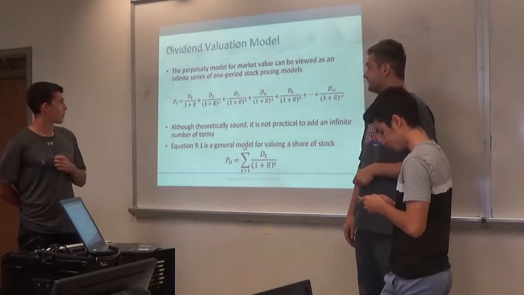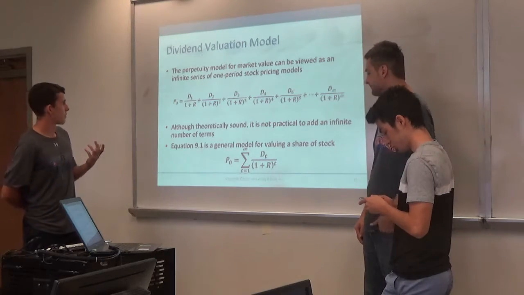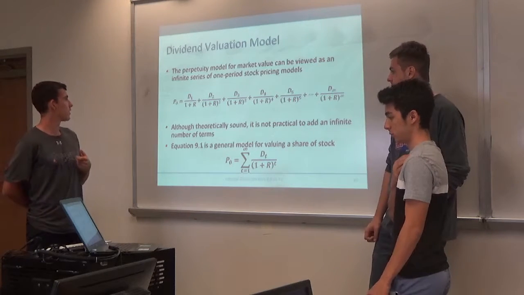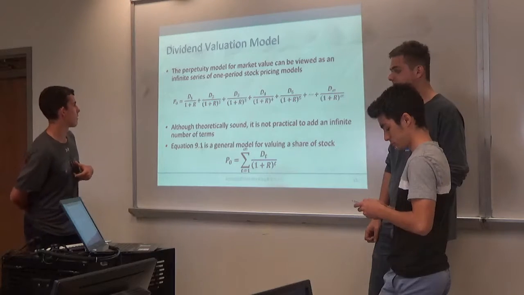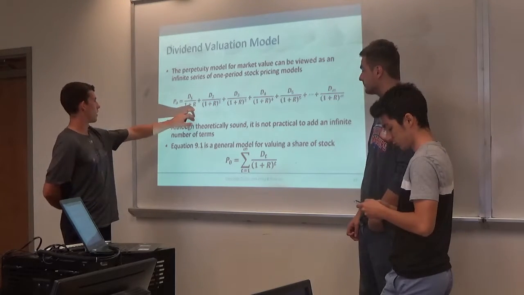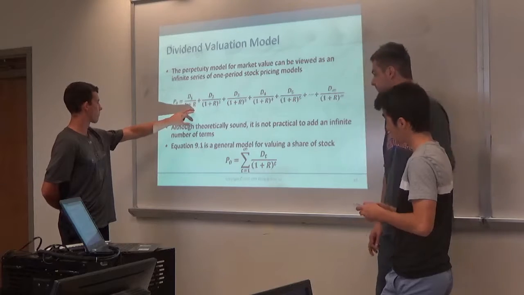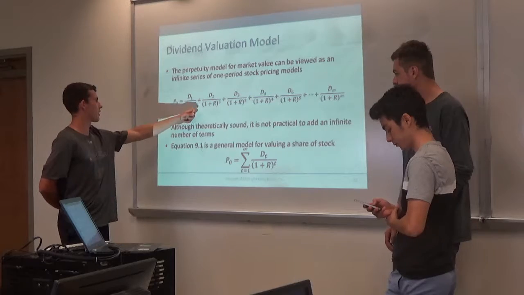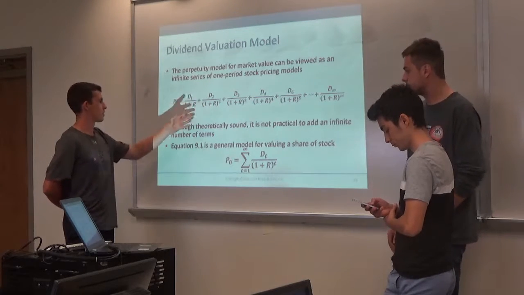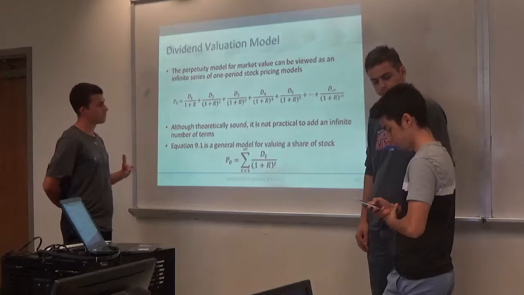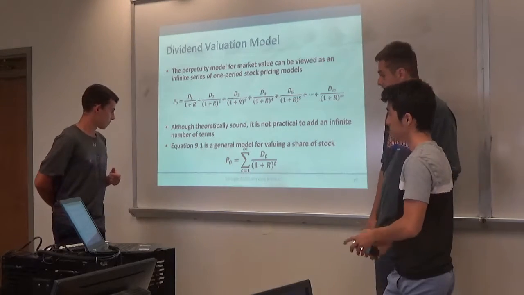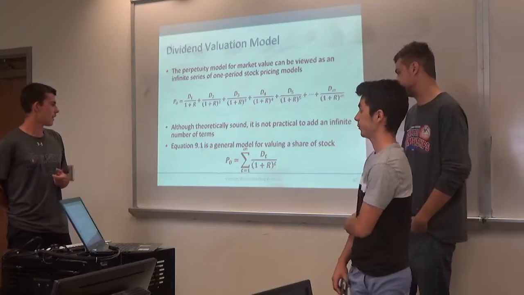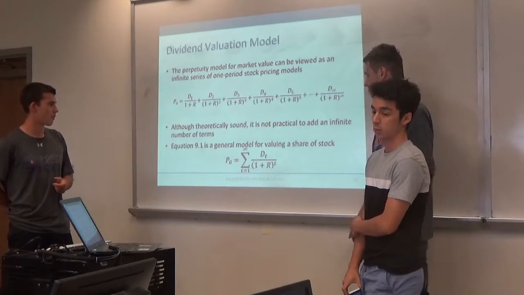Then we have the dividend valuation model. The perpetuity model for market value can be viewed as an infinite series of one-period stock pricing models. Here we have the risk return rate plus 1, for the present value, then the first year, then the second year. So then we have the dividend on top of each year as well. Although theoretically sound, it's not practical to add an infinite number of terms. Equation 9.1 is generally used for valuing the share of stock.